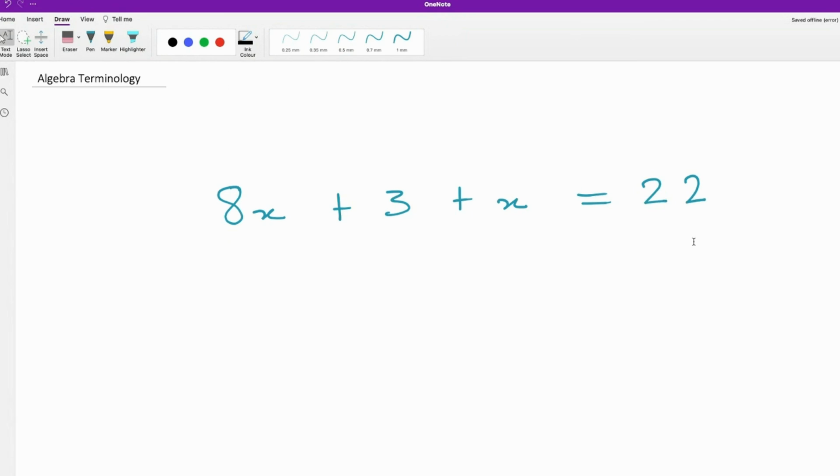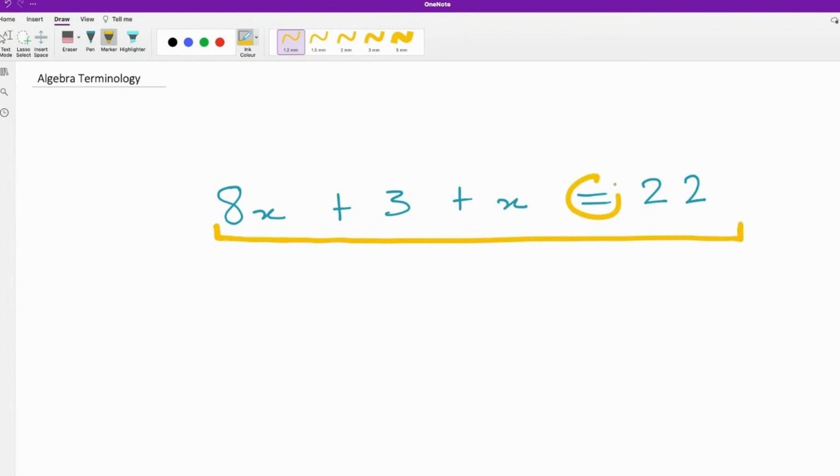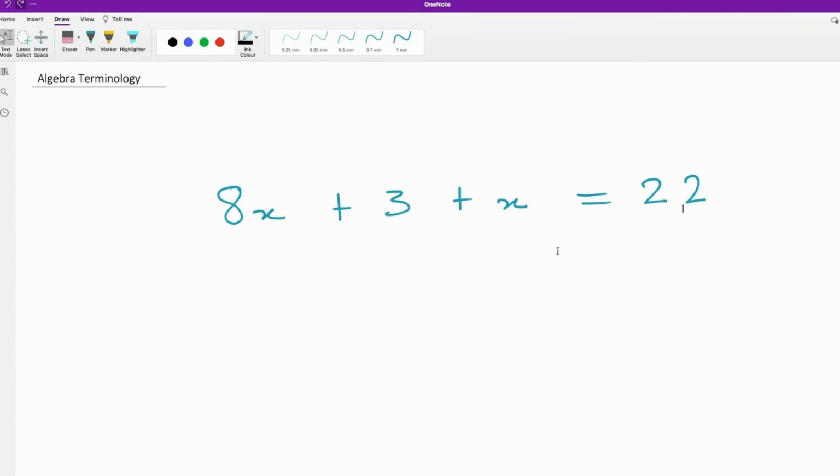Okay, hopefully you were able to do that. If not, that's okay. Let's go through this together. So, starting off, let's find out what is classed as an equation. The equation is this as an entirety, as we have one side equaling to the other side. Next, let's find out what is an expression. The expression in this case is just this group isolated over here without the equal sign. So 8x plus 3 plus x is classed as our expression.